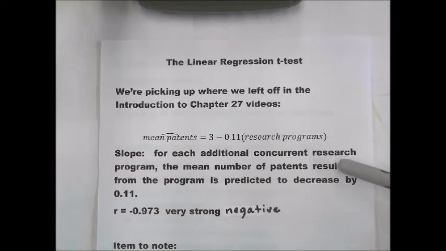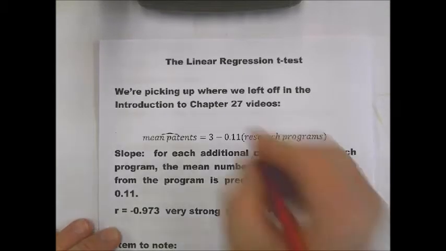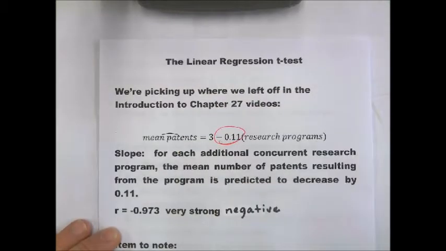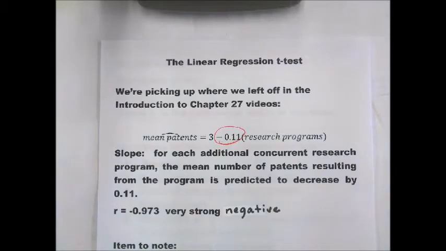A couple of things of importance would be the slope. For each additional concurrent program, the mean number of patents resulting from that program is predicted to decrease by 0.11. So the slope analysis was always really important back in first semester, and it's still going to be the focus of the linear regression t-test.